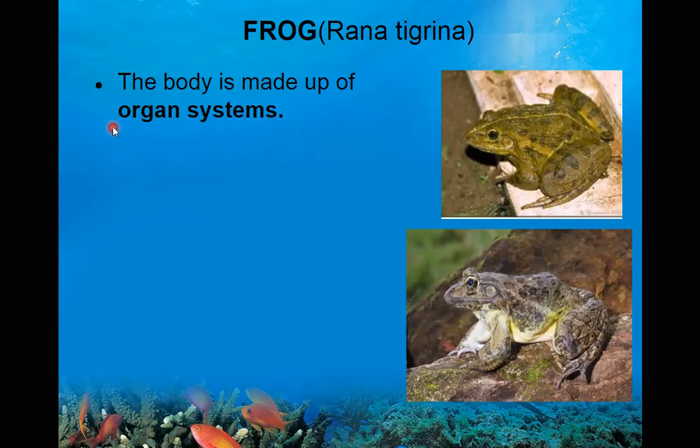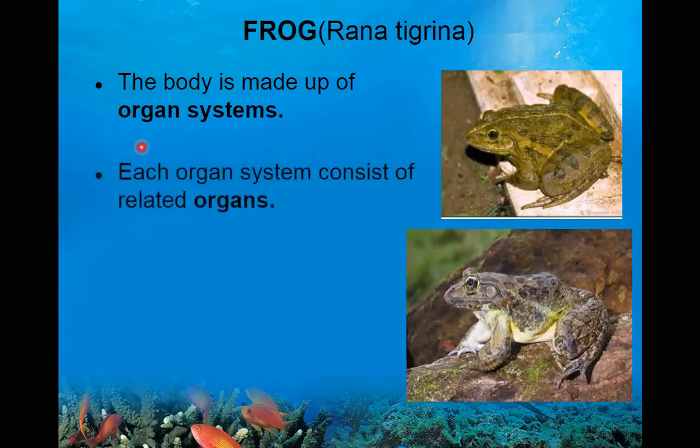So the body of this frog is made up of different kinds of organ systems like circulatory system, breathing system, excretory system, nervous system. Each organ system consists of different kinds of organs. For example, the excretory system will have the kidneys as organs. Circulatory system will consist of the heart. Then the breathing system will have the lungs. So all these things will be observed in the frog.